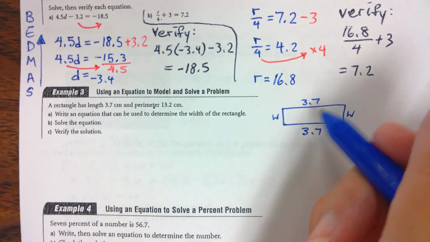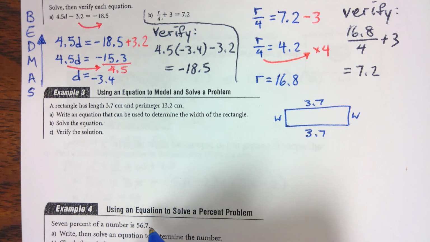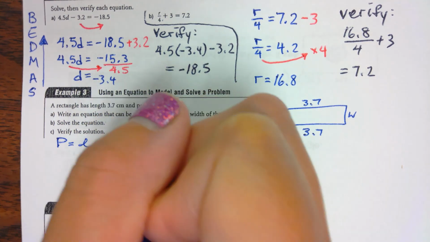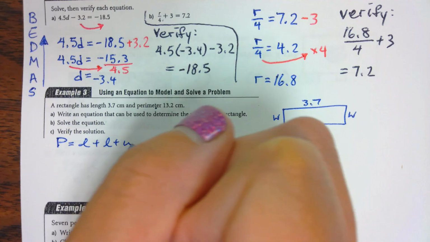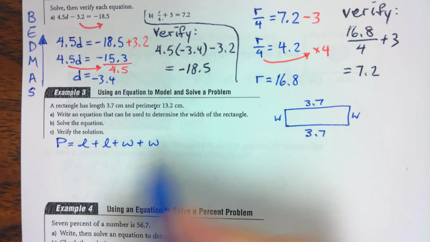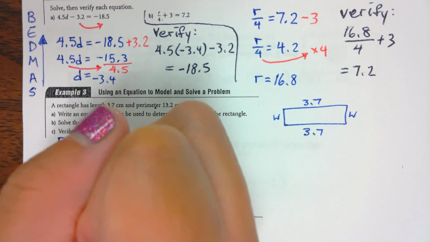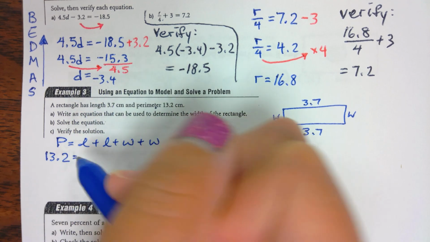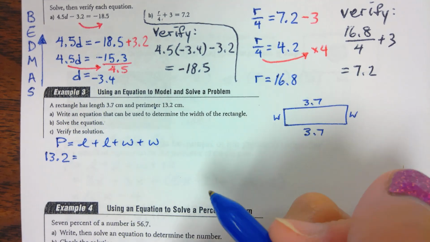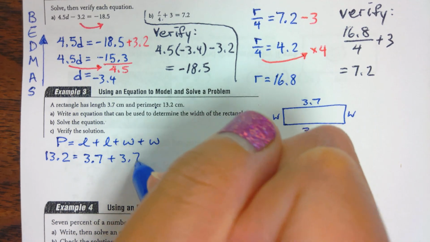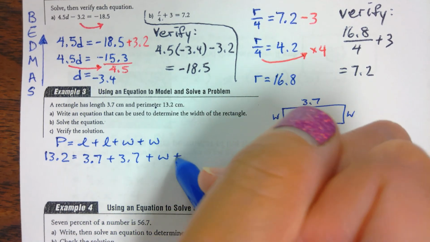Eric? 13.2 equals 2 open bracket 3.7 plus. Good job. Okay, so you know that the formula for perimeter is this. So P is 13.2. You actually know the perimeter. And then 3.7 plus 3.7 plus the W, which I don't know, plus the W that I don't know.